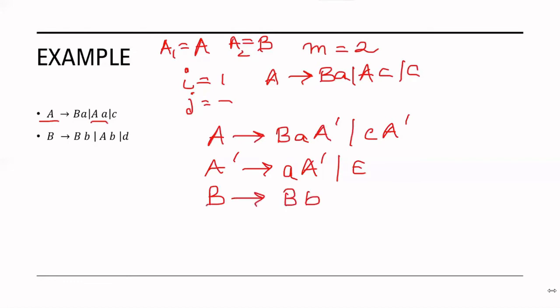B, B, A, B, and D. Okay, so now I have completed the first iteration of the inner loop as well as the outer loop. Now the inner loop doesn't execute, so only the outer loop.